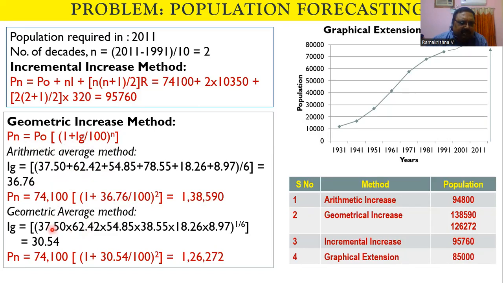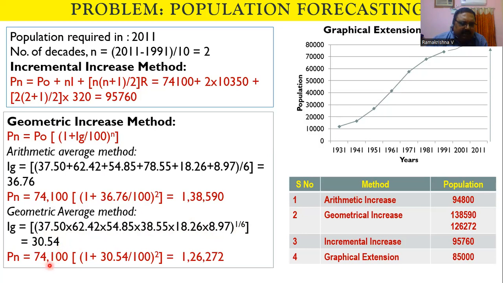And for the geometric average method, the average value of all the percentages we should calculate in the geometric average method. So I1 multiplied by I2 multiplied by I3, and so on up to I6, you have to multiply and take the whole to the power of 1 by n. Our total number is 6, so 1 by 6. So it comes out to be 30.54. This is the geometric average.